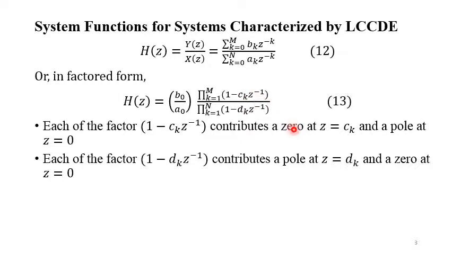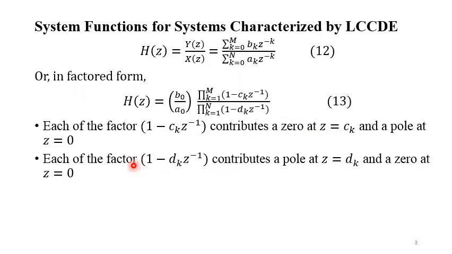Similarly, it also has a pole when z equals 0. Replacing z equals 0 here, this z power minus 1 can be written as 1 over z. So when z equals 0, 1 over 0 results in infinity, and H of z becomes infinite when z equals 0. So that's why we say each factor 1 minus c_k z inverse contributes a 0 when z equals c_k and a pole when z equals 0.